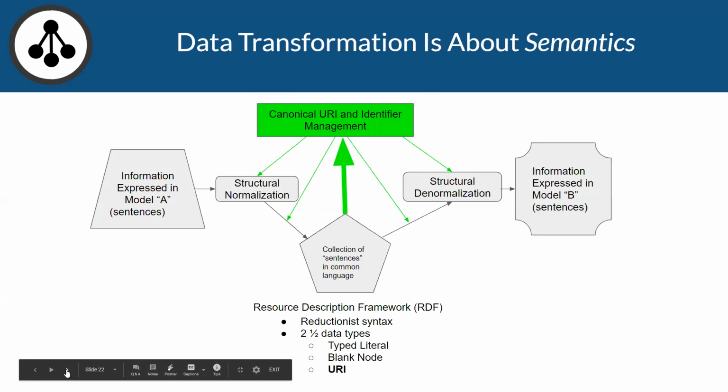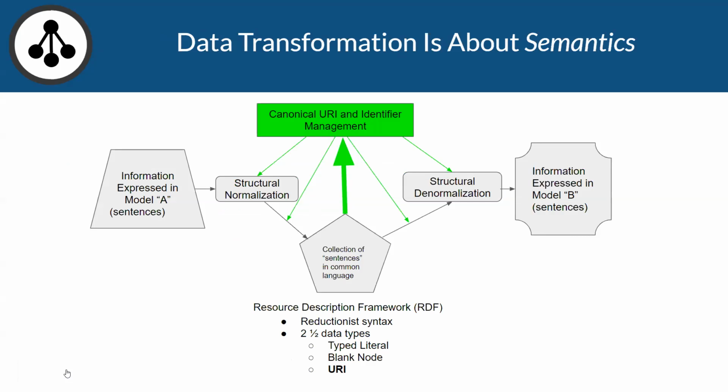So just to reiterate on the first slide here, whenever you're transforming information between communities and resources, the key to making the whole thing work, the key to the structural normalization, the mapping to the collection of common sentences, and the transform, the core is the Resource Description Framework, the reductionist syntax, and most importantly, URI management, which is, in a sense, another name for terminology services.